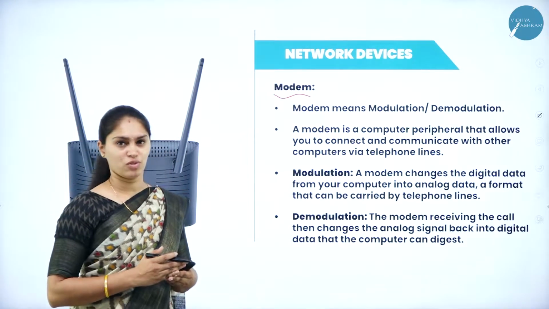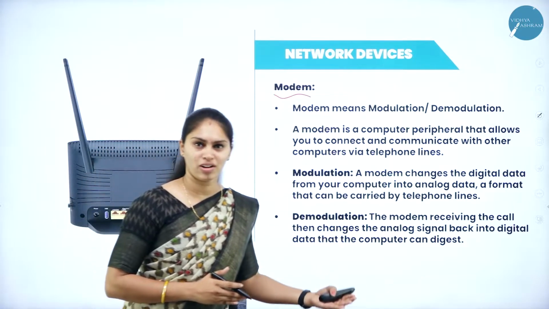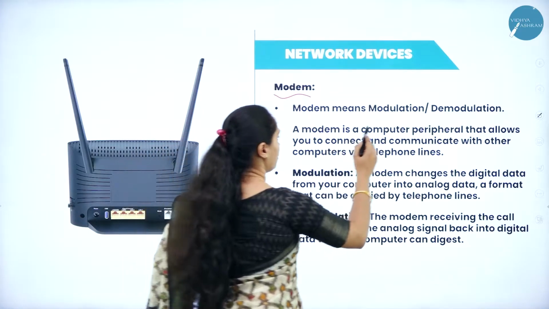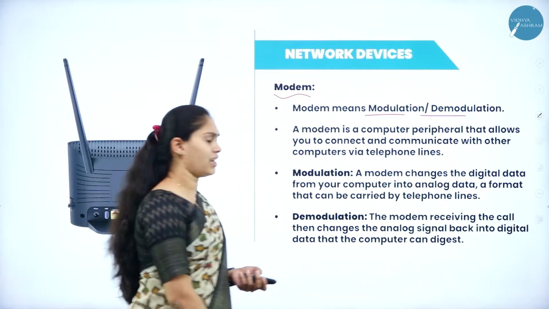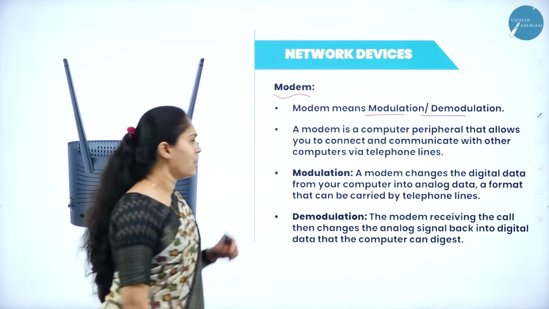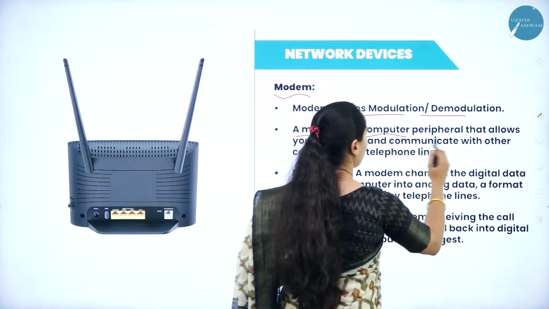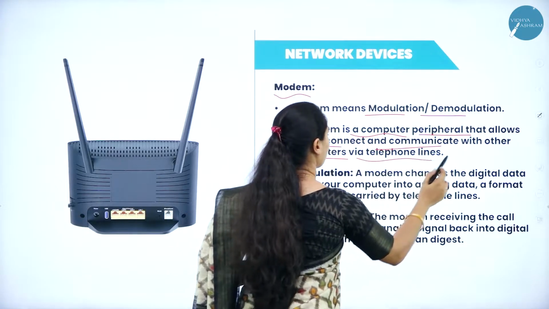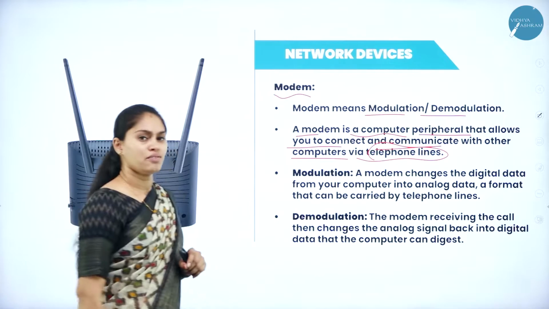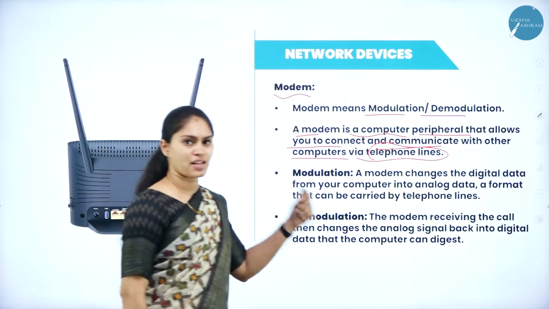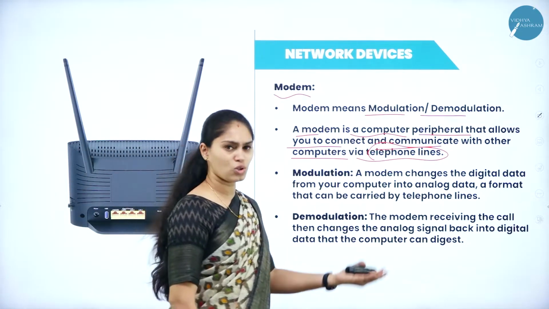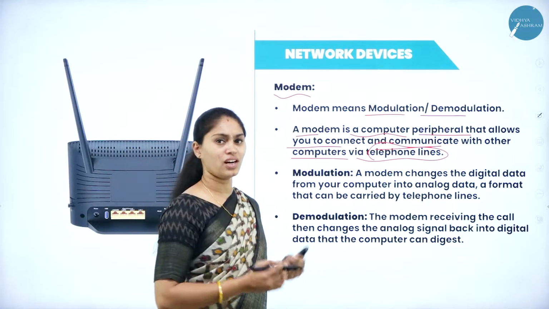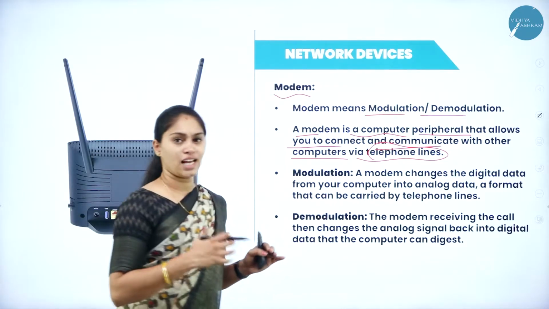Among those, first we have a modem. The abbreviation for modem is modulator and demodulator. Modem means modulation and demodulation. Then why are we going to use this modem? A modem is a computer peripheral that allows you to connect and communicate with other computers via telephone lines. With the help of this modem, I can transfer data from one computer to another computer, and communicate from one computer to another with the help of telephone lines.